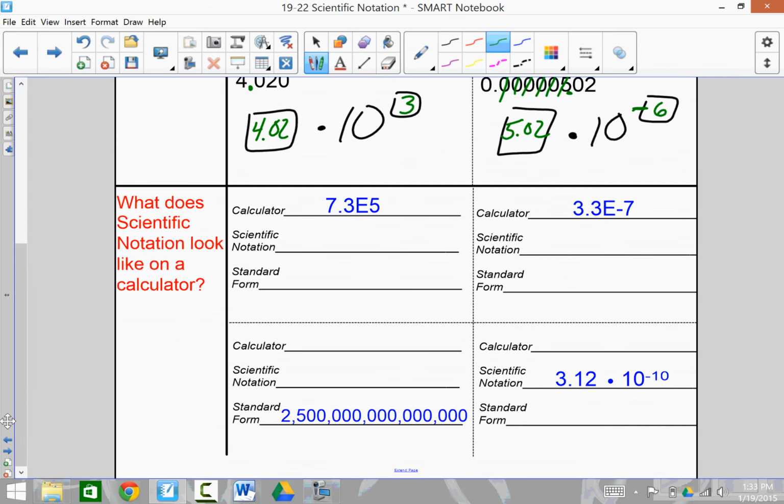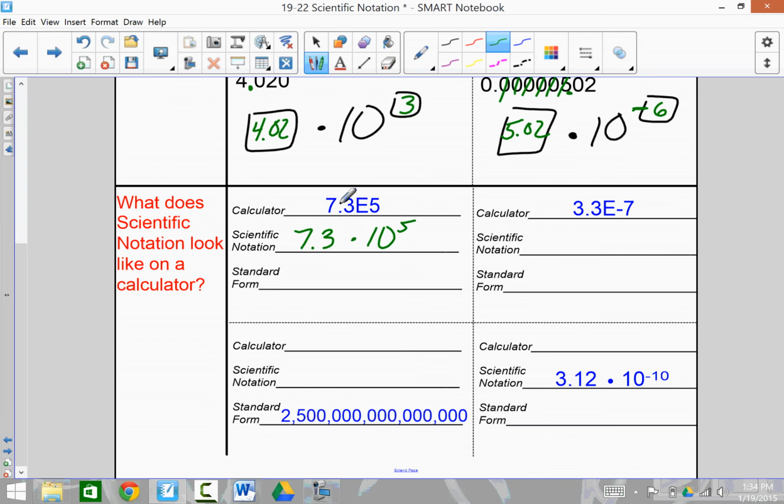Last part, what does scientific notation look like on a calculator? What does it look like in calculator language? All right, let's take a look at a first example here. It says 7.3, and then we have a capitalized E, and then a 5. So basically what this means is this. This E is calculator language for scientific notation. Okay, so what it means is 7.3E5 means 7.3 times 10 to the 5th power.